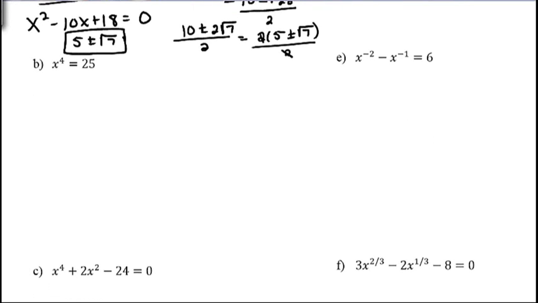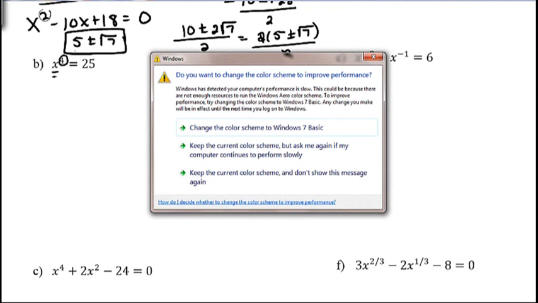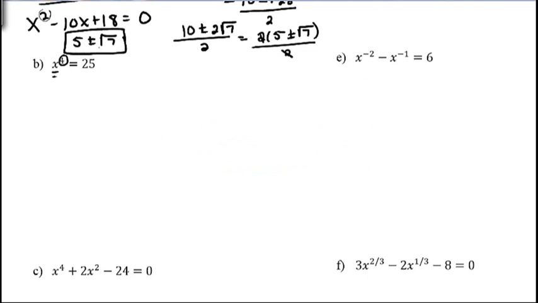Our next one here is x to the 4th equals 25. In this one, you should end up with 4 solutions because you have a power of 4 for your x, just like when we had an x squared, we ended up with 2 solutions. One way to think about this is just taking the square root. So you have x to the 4th equals 25.